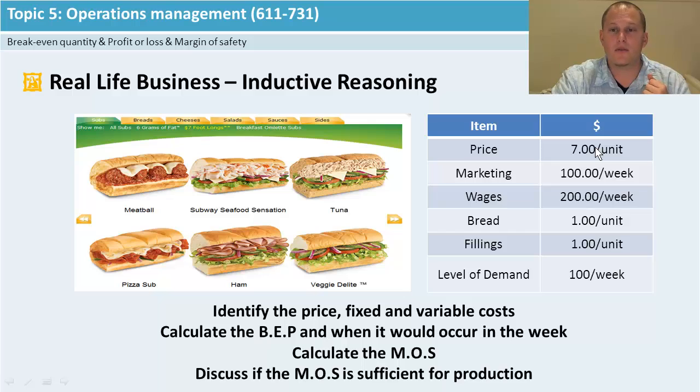So to do the break-even point, if we add together the 300 and we divide by the 7 minus the 2, we're going to get 5. So 300 divided by 5 gets you my 60. So when would the 60 occur in the week? This is a bit tricky.